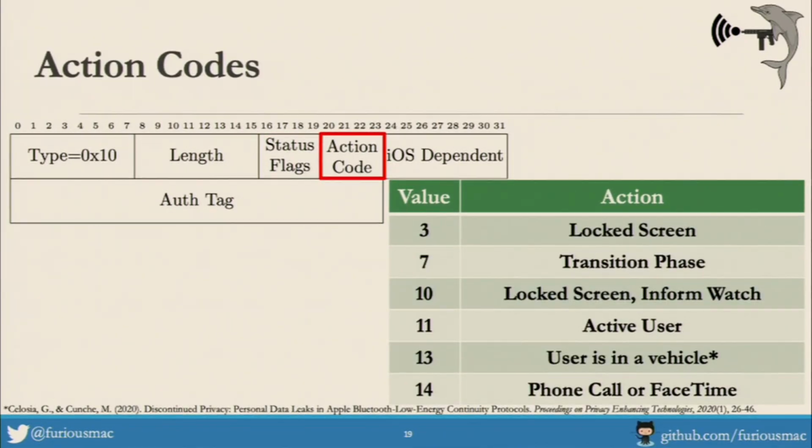The next one is the action code, and this is the actual status of the device. So you can see if a user's phone is locked, if they're actively using it, if they're in a car or not, or if they're in a phone call or FaceTime session. This is constantly being emitted from your devices, so you can learn the activity level very easily.